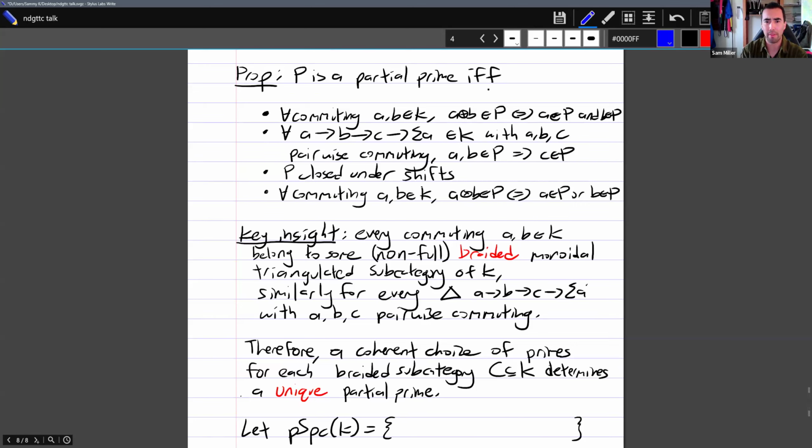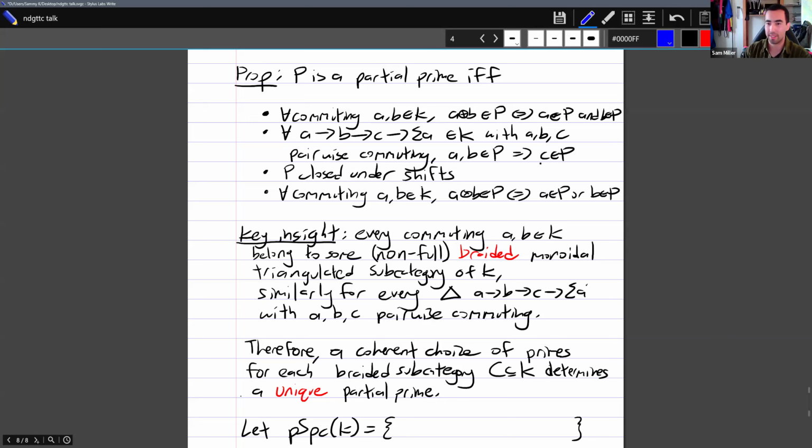So P is a partial prime if and only if for all commuting A and B, our thickness condition holds, but only for commuting elements. Commuting just means there exists an isomorphism between A tensor B and B tensor A. I don't want to say anything else about the isomorphism though. Similarly, for all exact triangles with A, B, and C pairwise commuting, if A and B are in P, this implies that C is in P.